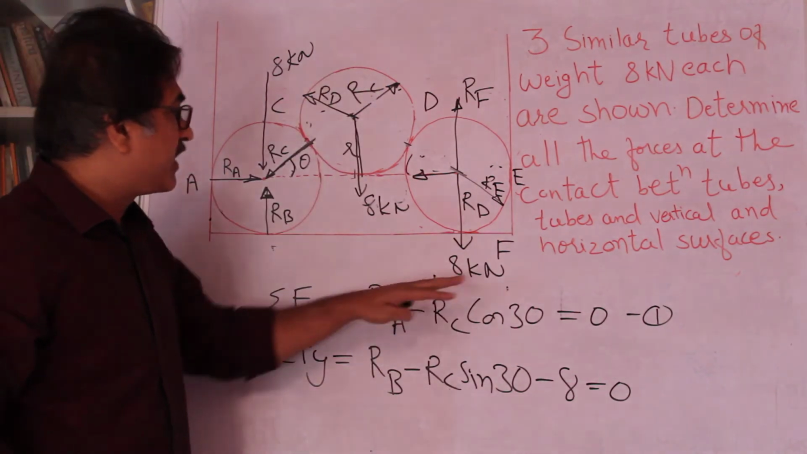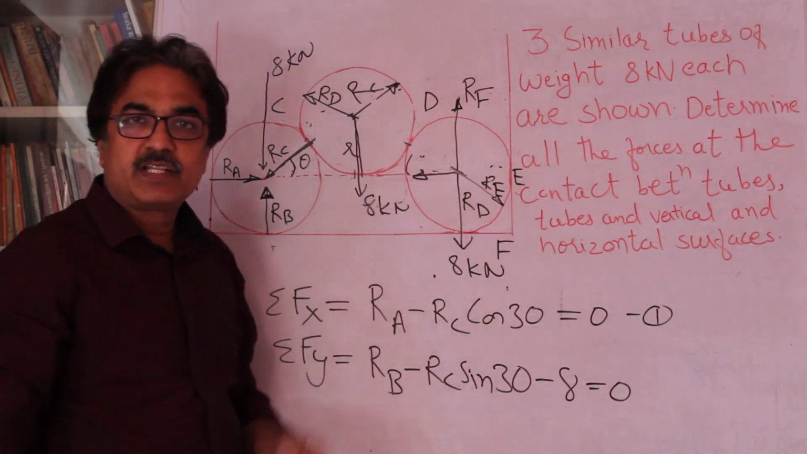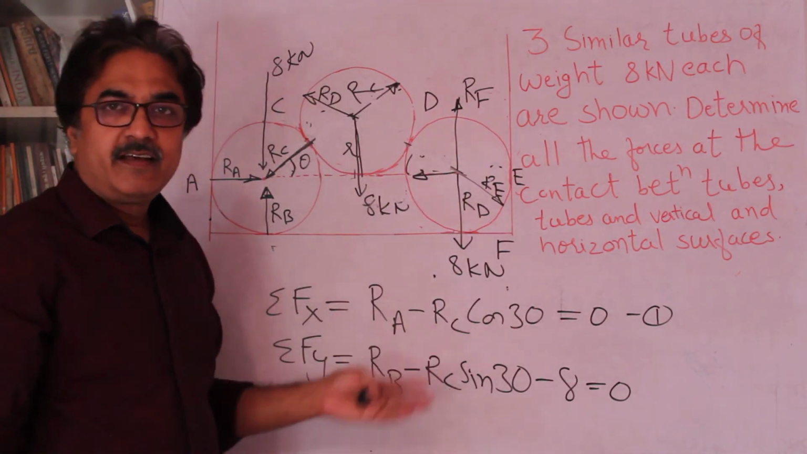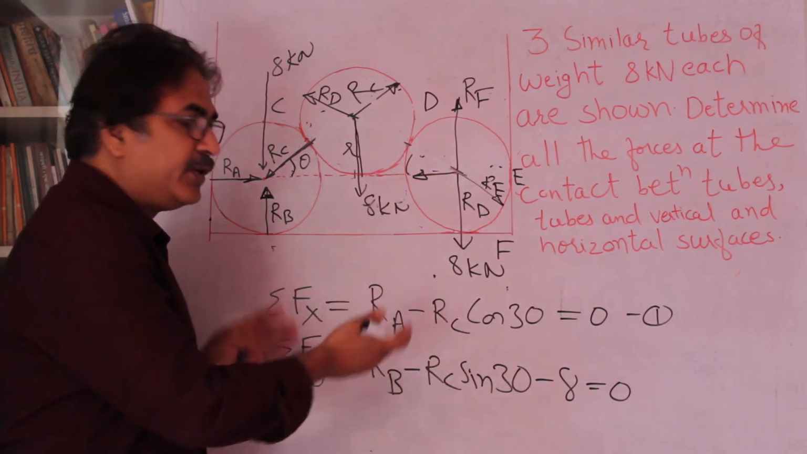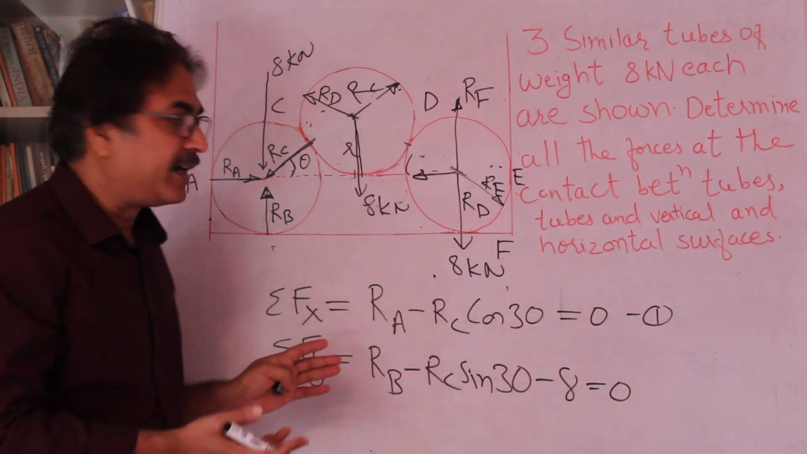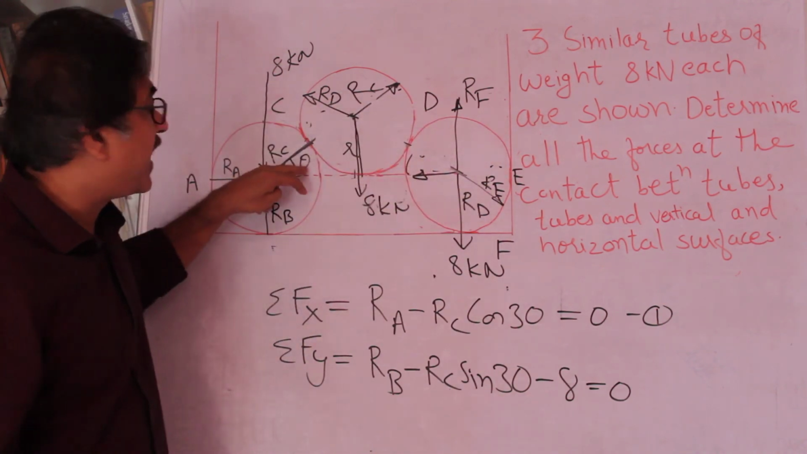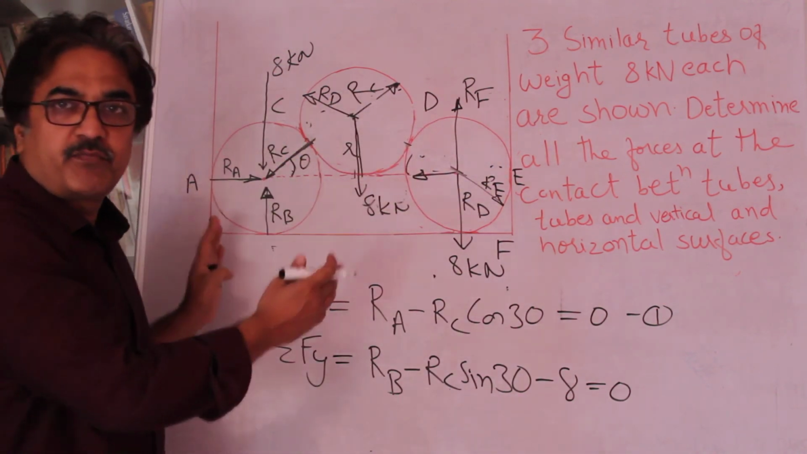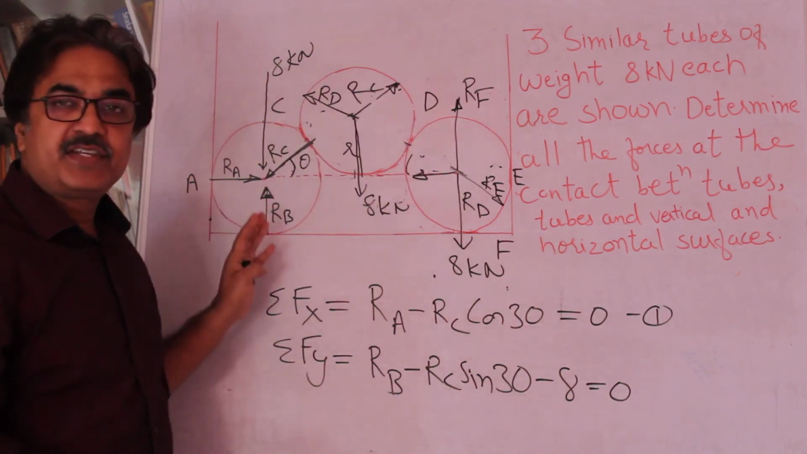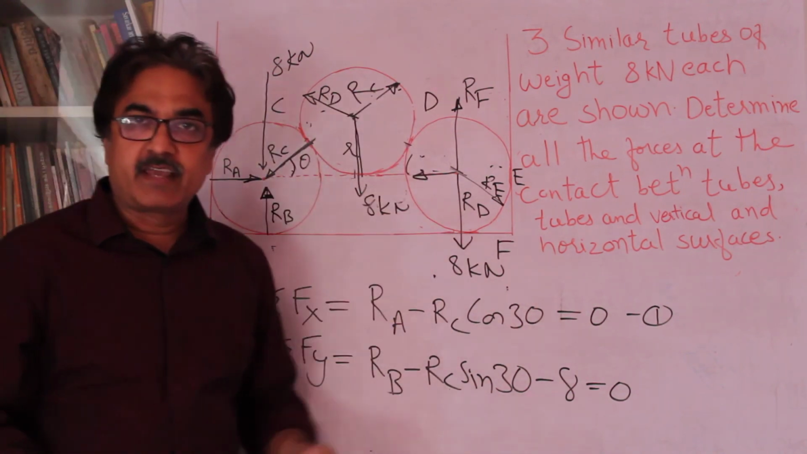So you write down these two equations for these tubes, total 6 equations, and it will be easy to solve this. So basically this is a method. The central point was to settle the geometry, that means to find the angle theta, and that was the most important thing because no dimension was given, only weights were given. Thank you.